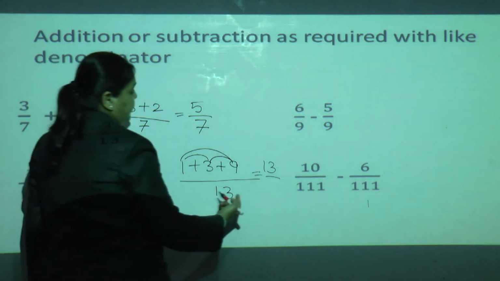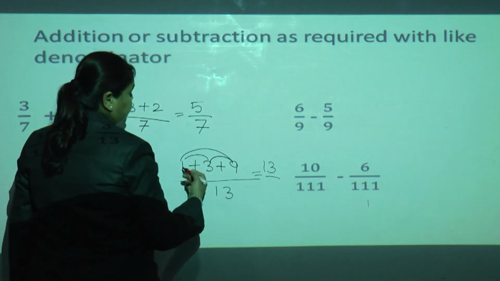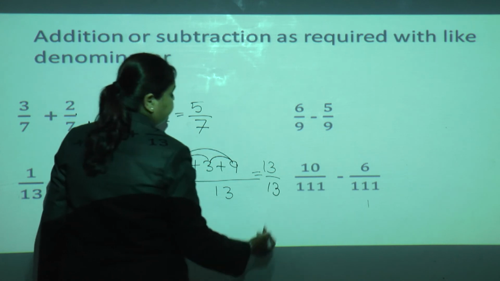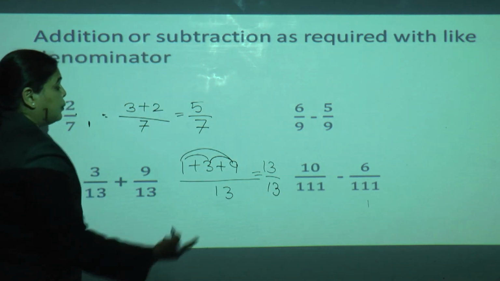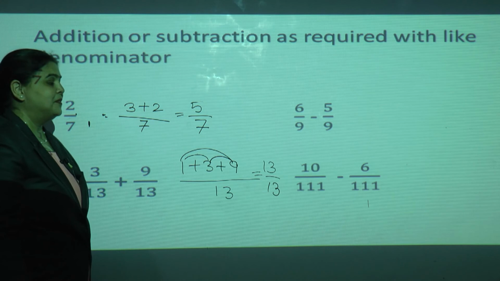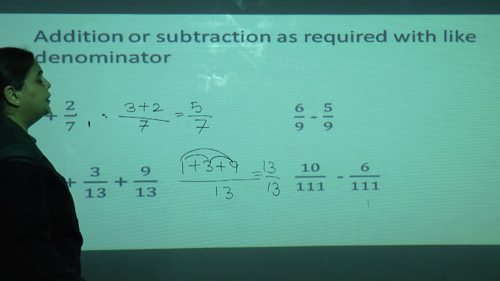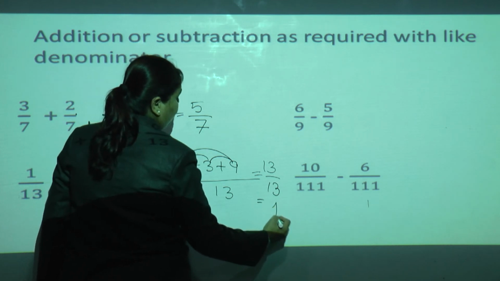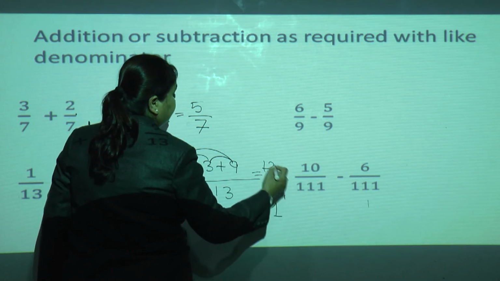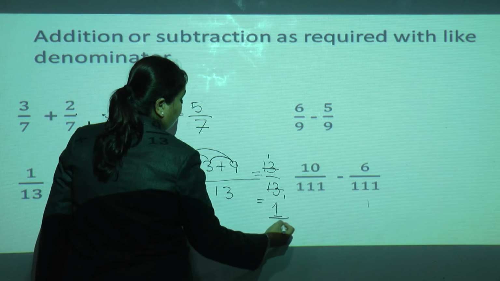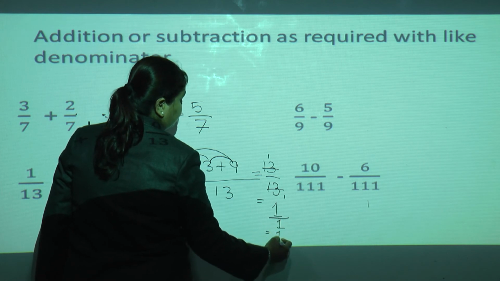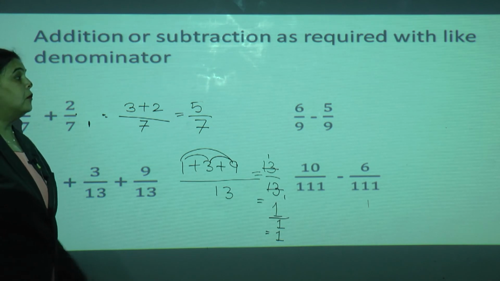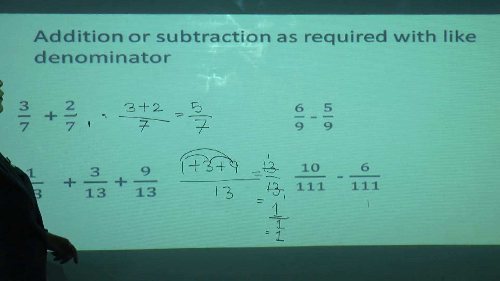So here we will write 13, since 9 plus 1 is 10, plus 3 is 13, so 13 upon 13. Can you do anything here? Yes, you can reduce it and write it as 1. 13 ones are 13, 13 ones are 13. So 1 upon 1 is equal to 1. In this way, you can find the addition of fractions.